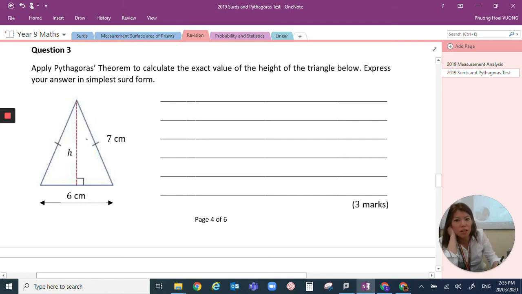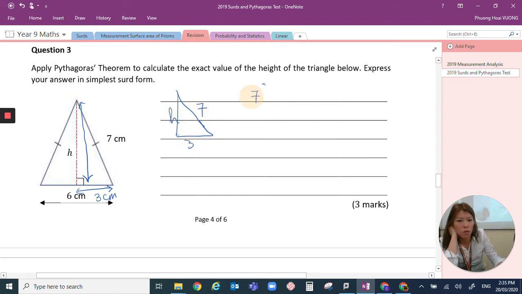Yeah, perhaps read the question. So calculate the value of the height. So we want this dotted line here. So the distance between here and here is, what's the distance between here and here? 3 centimeters. So now we have 3, 7, we look for h here.